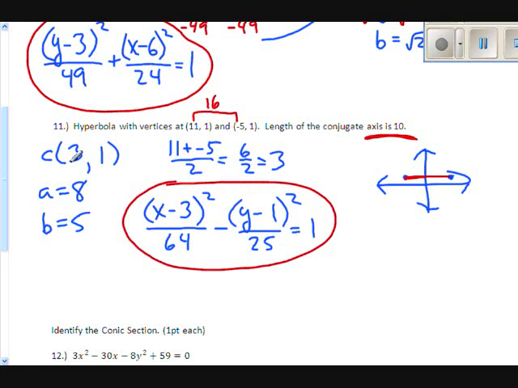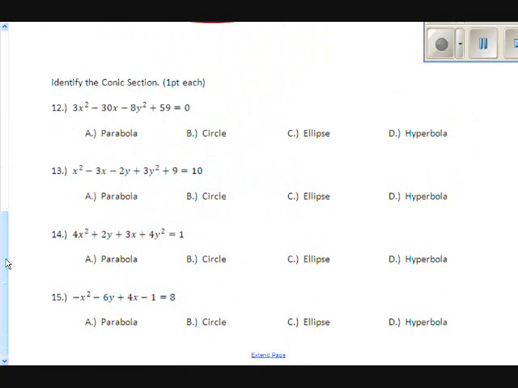Okay? For this last section, we just have to determine what kind of conic section it is. And remember, we have those 3 questions. The parabola is the obvious one. It's only got one quadratic term. The circle, the 2 quadratic terms will have the same coefficient. The ellipse, the coefficients of the quadratic terms will be different but have the same sign. And the hyperbola, the quadratic terms will have different coefficients with different signs.